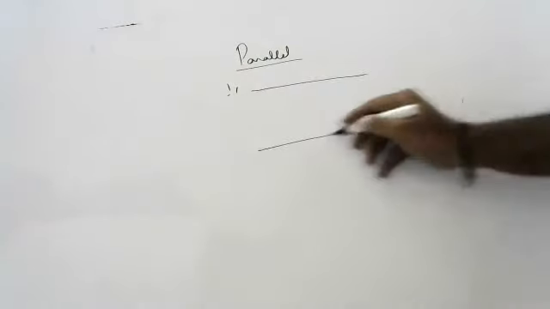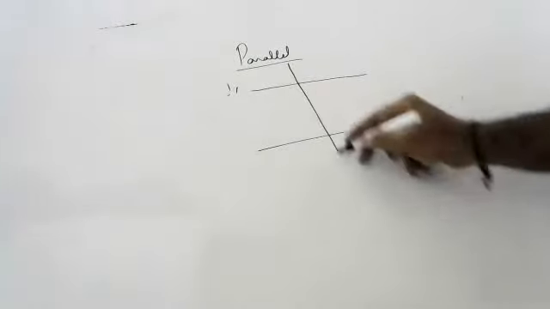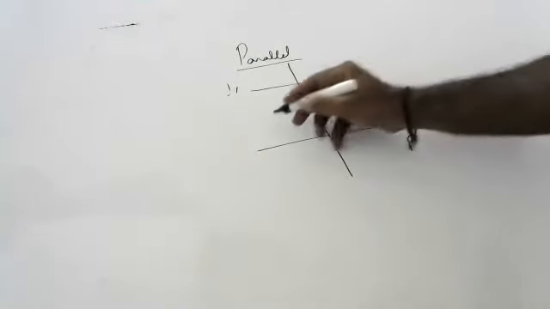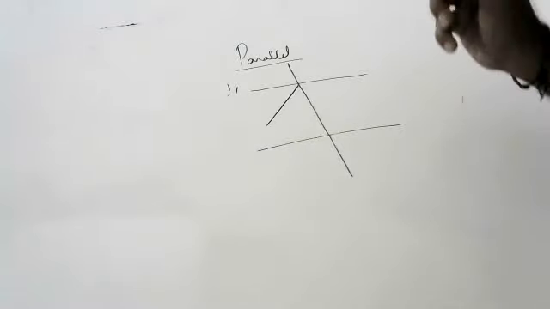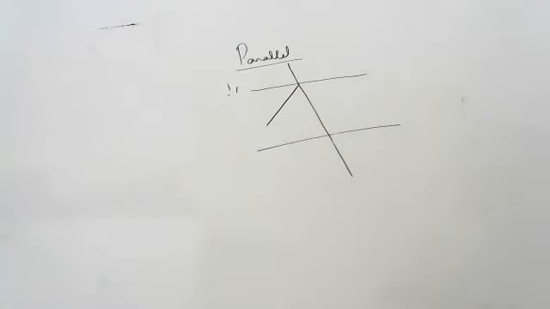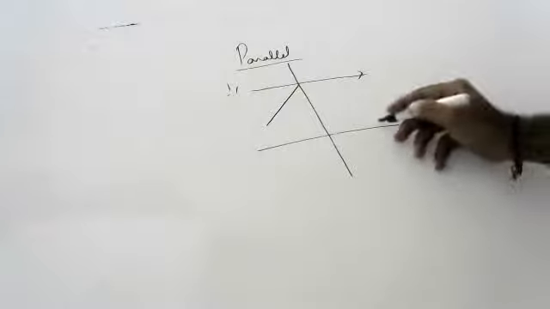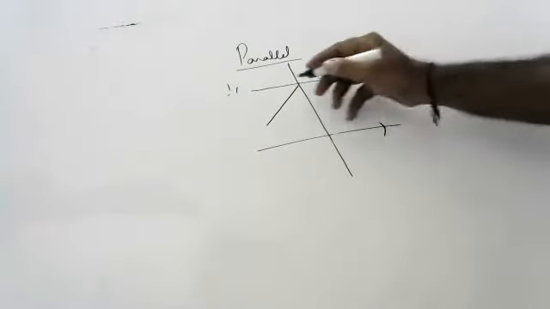Okay, so the question is like this, children. These both are parallel lines. Children, if you see here, these both are parallel lines. This is your transversal. And children, there is one line like this. And they have mentioned here this is a bisector.